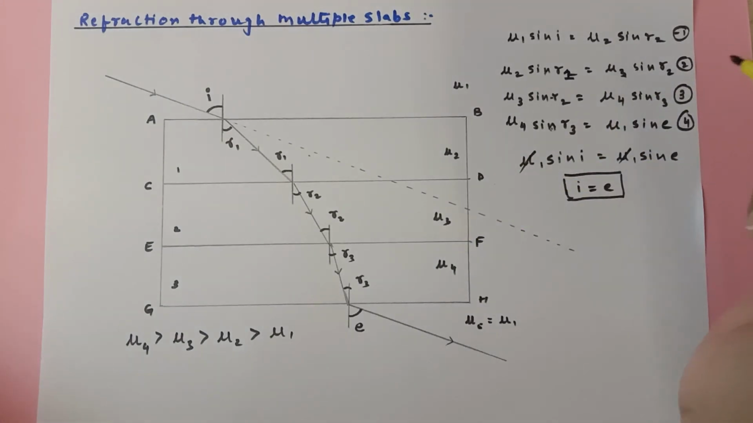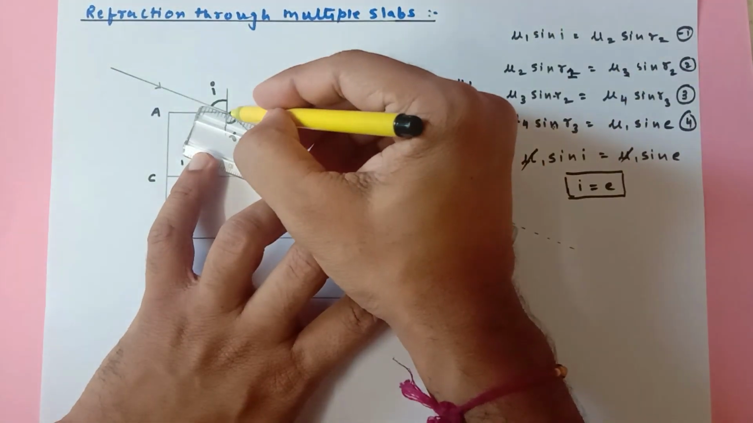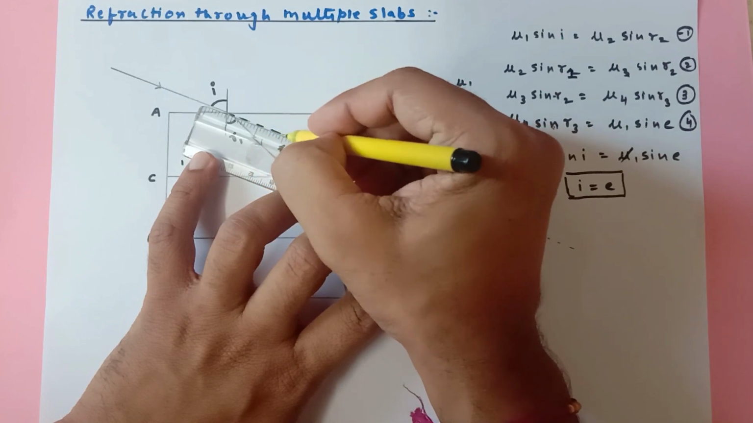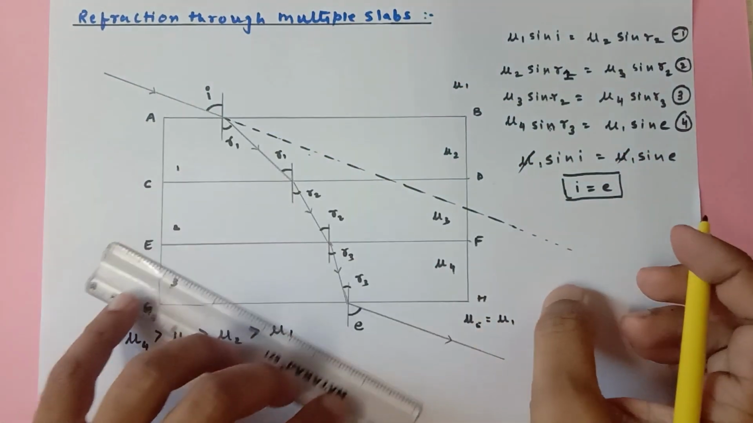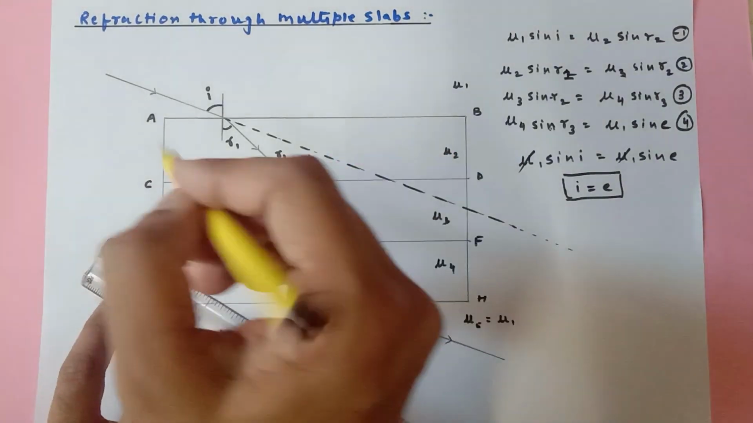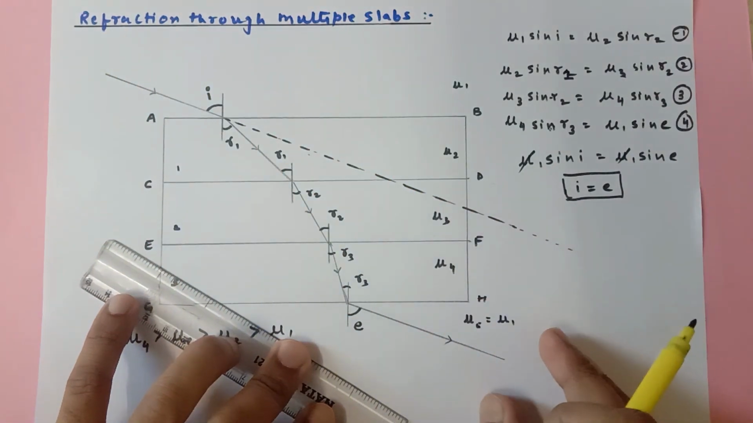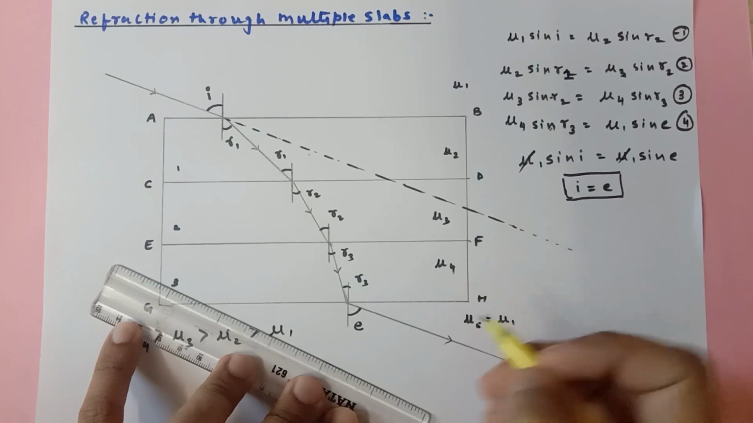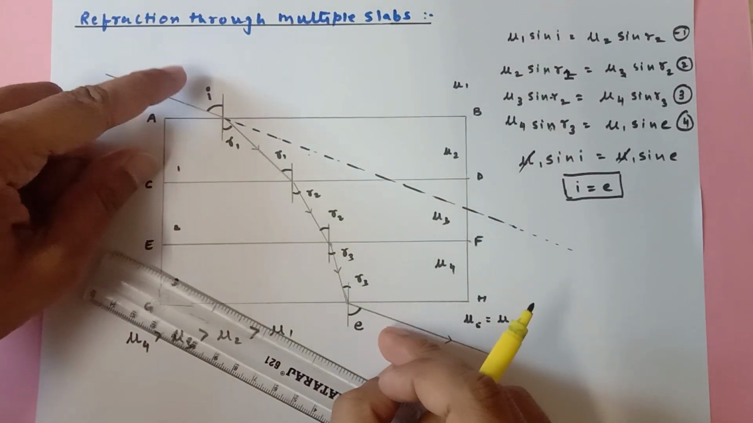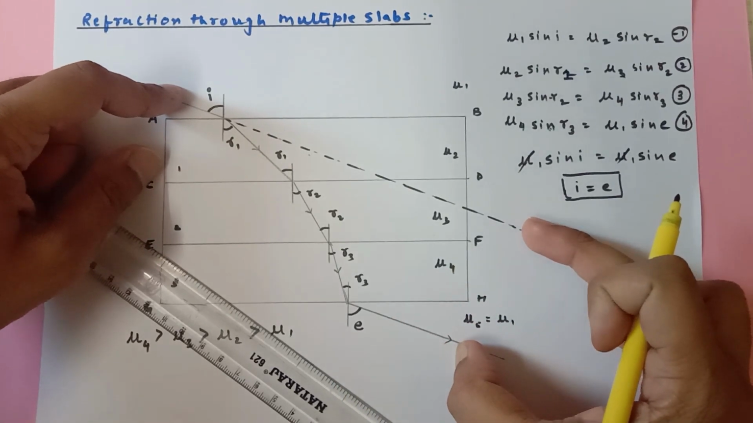You may check that. Now, what I have done is I have extended this incident ray forward. So in absence of all these slabs, this ray would have traveled in a straight line like this. Now this is the emergent ray. Now these two are going to be parallel because these two angles are equal. So angle I and E are equal. So these two are always supposed to be parallel.